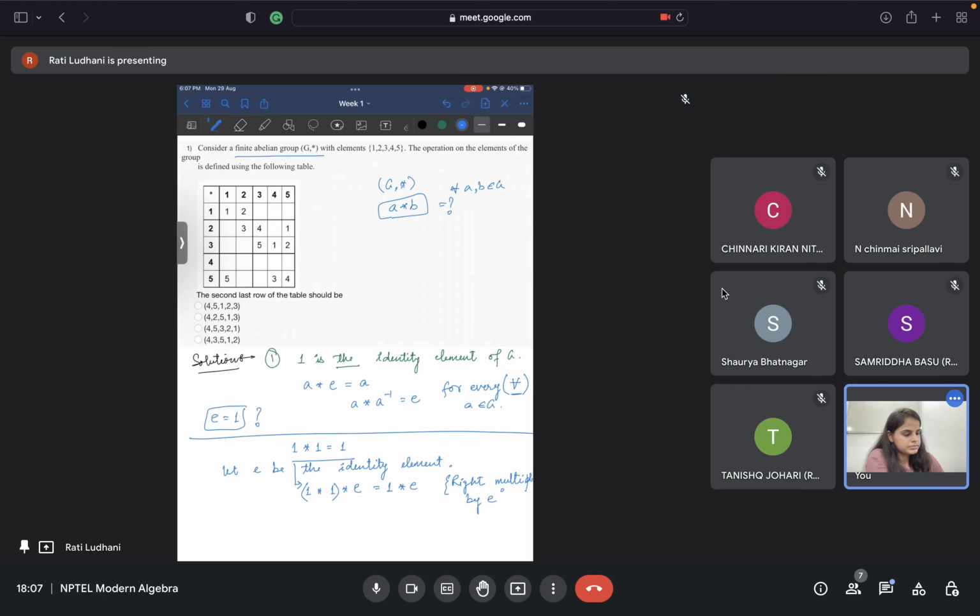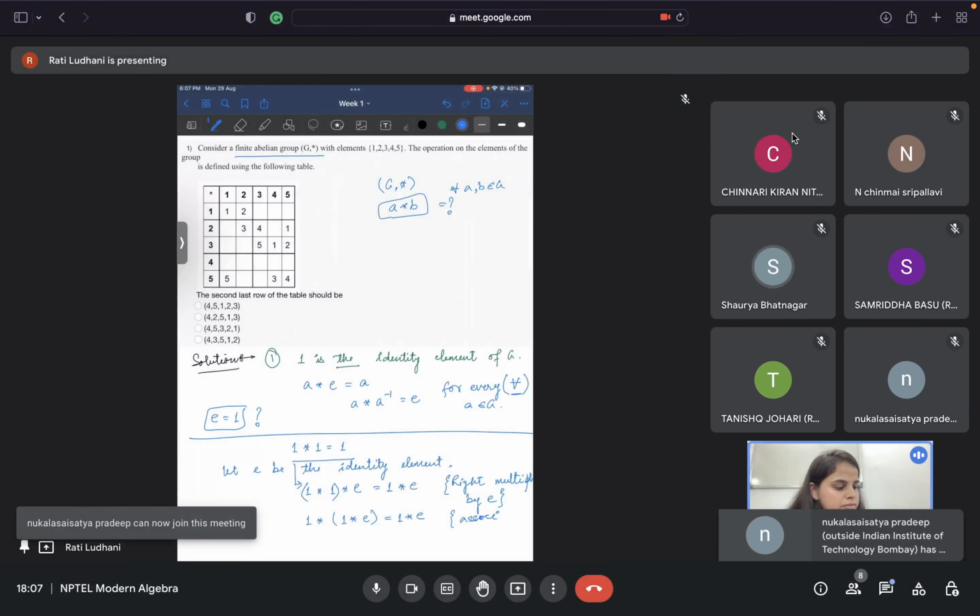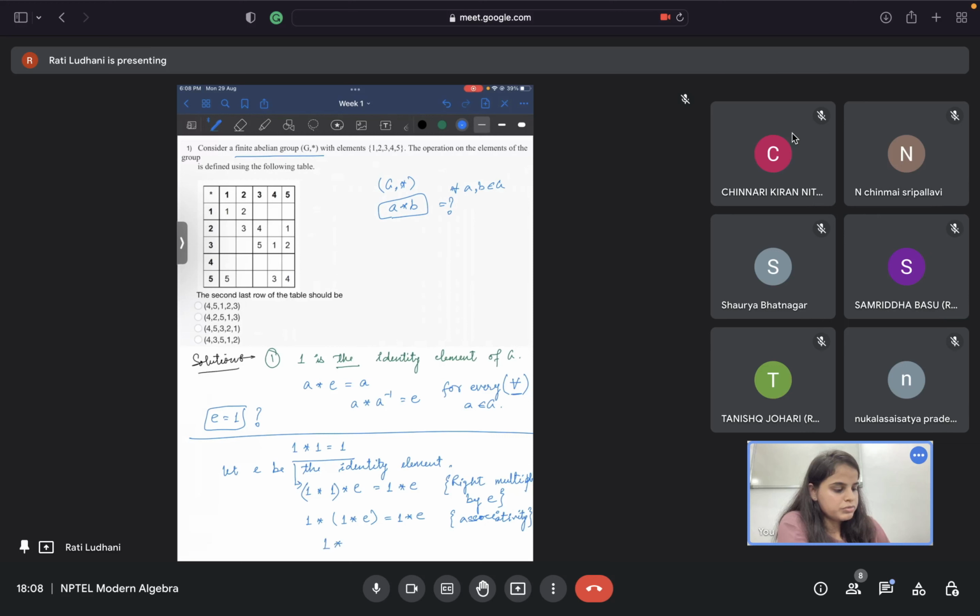So what you will get, you can use associativity now, right? Yes, ma'am. Because of associativity, when you start learning groups, you should always write the reason why you are doing each step. Okay, so associativity is true. Great. So 1 star E is what? Because E is the identity element, you should get the same element. So you have post multiplied by the identity element, so you will get 1 here.